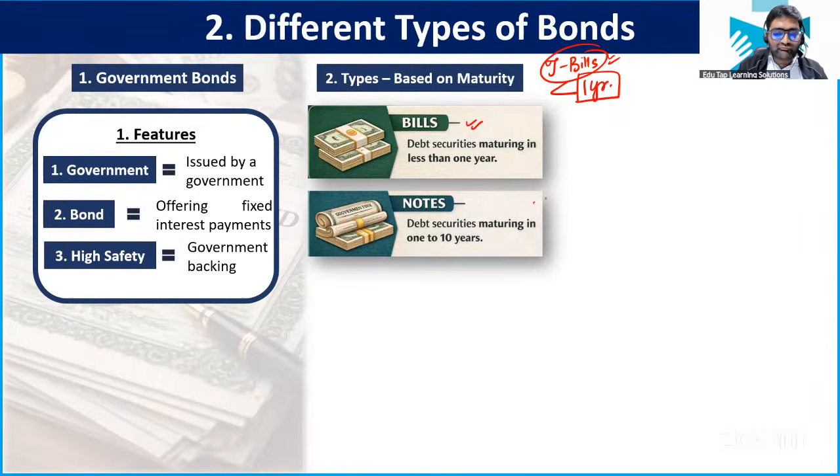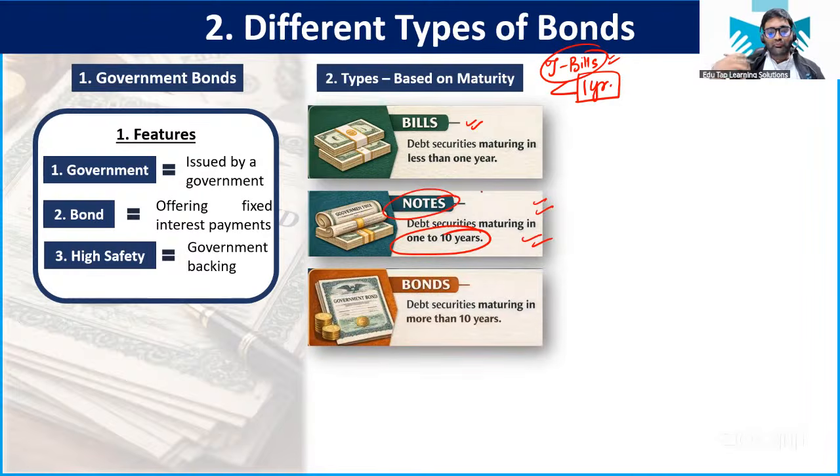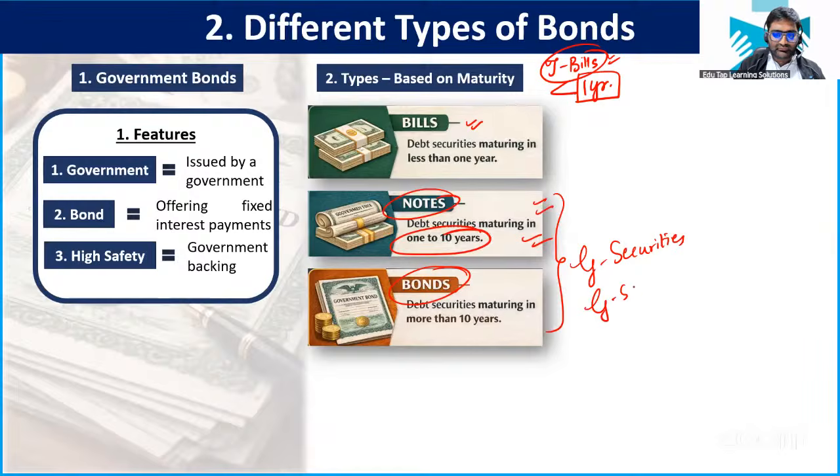Apart from that, we also have notes. Certain government bonds which are 1 to 10 years are called notes. Please remember, more than 10 years they are generally called bonds. Now these together are sometimes called government securities, or GSEC. They are called like this, GSEC, right?